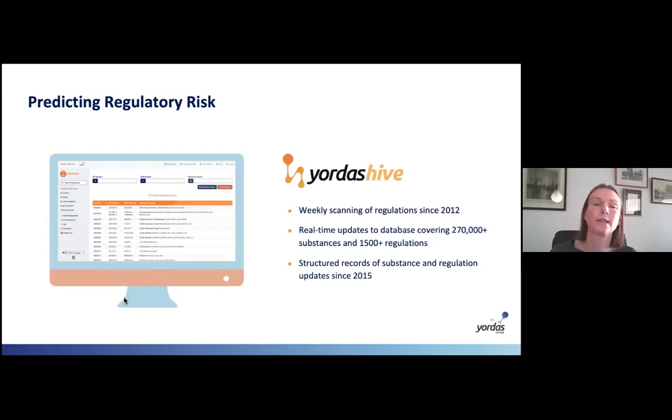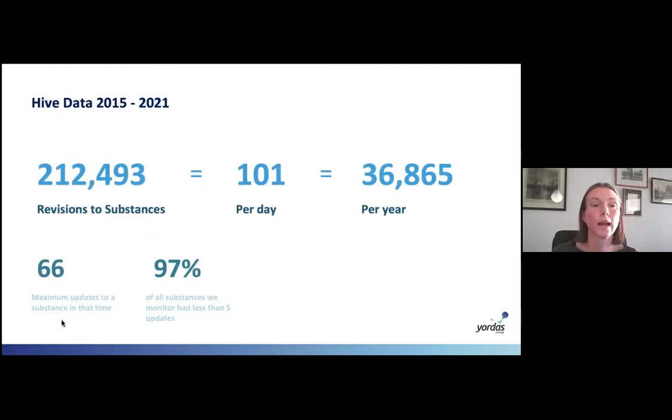In the beginning, the data was a little bit sparser, so our high quality data set of structured records of substance and regulation updates is since about 2015. And so what does that mean in terms of the data we have? Well, if you look at our data in this time period, we have recorded 212,493 revisions to substances, which equates to about 101 per day or 36,865 per year. That's a lot of data.